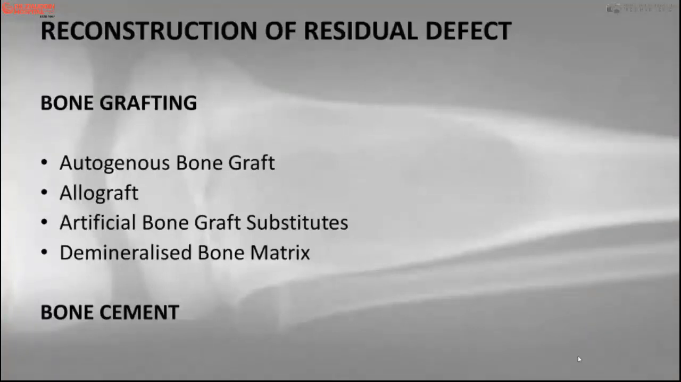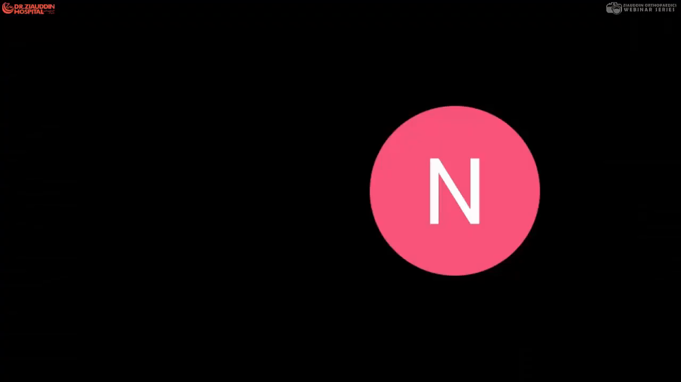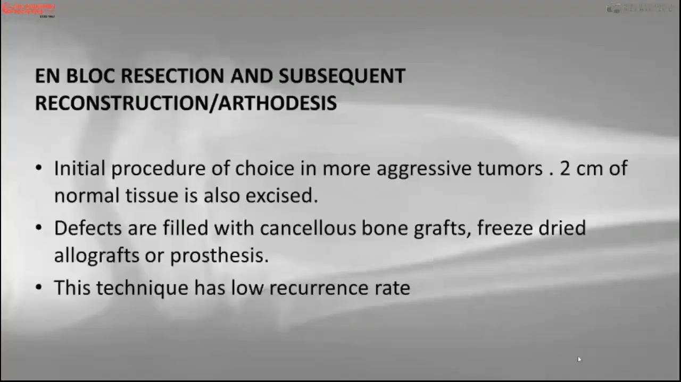When the tumor is less than 1 centimeter from the articular surface, the incidence of degenerative changes in cartilage after the use of cement alone is higher than 2.5 centimeters when the tumor is greater than 1 centimeter away. In such conditions, multiple reconstruction techniques are used. We can use bone cement and graft, and this technique is known as the sandwich technique. Grafts or prosthesis, this technique has a low recurrence rate.